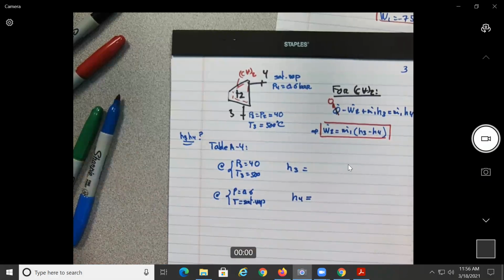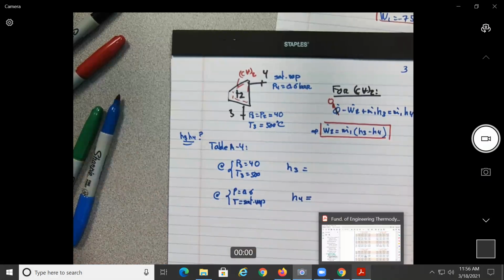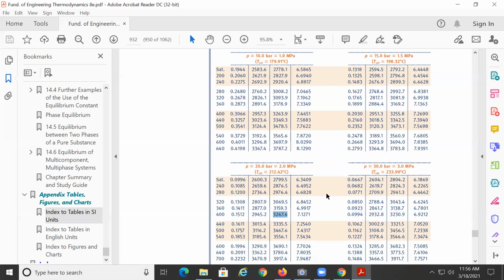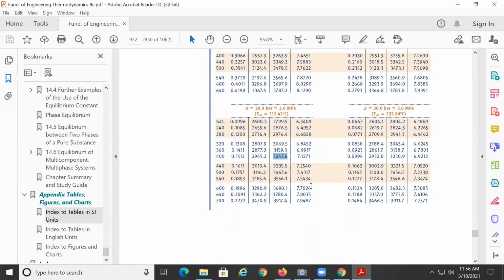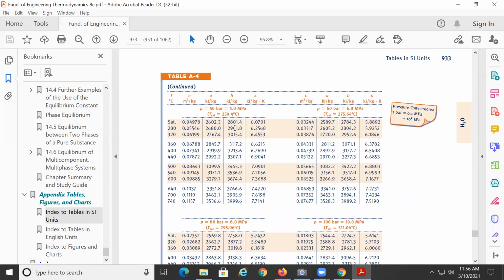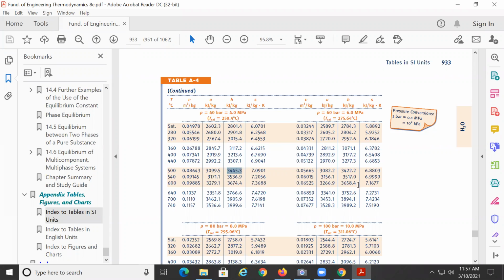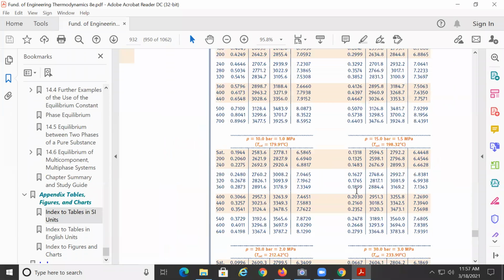Okay, so we go to the table over here. We go at 40, which is the one we had before, 40 and 500. This time this should be 3,445.3. And now we need to go to the 0.6. I think I saw it before.